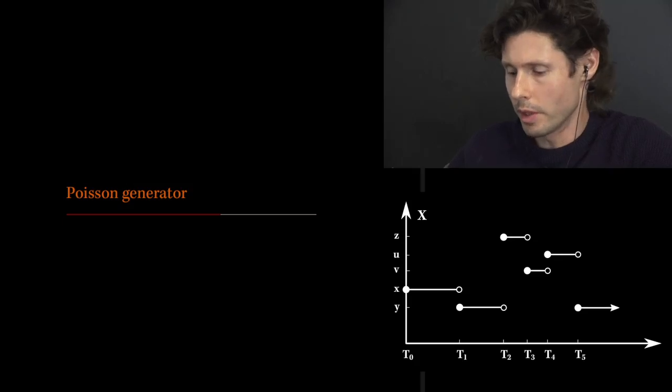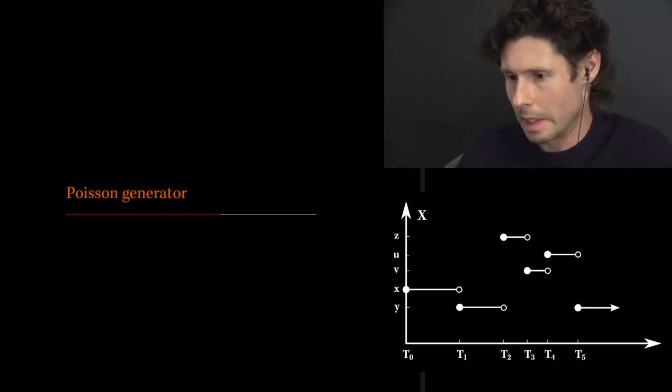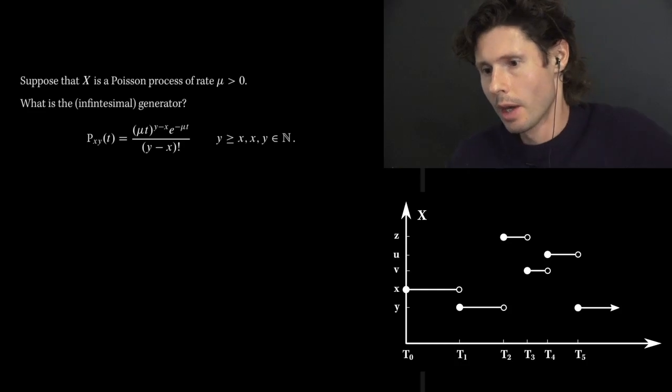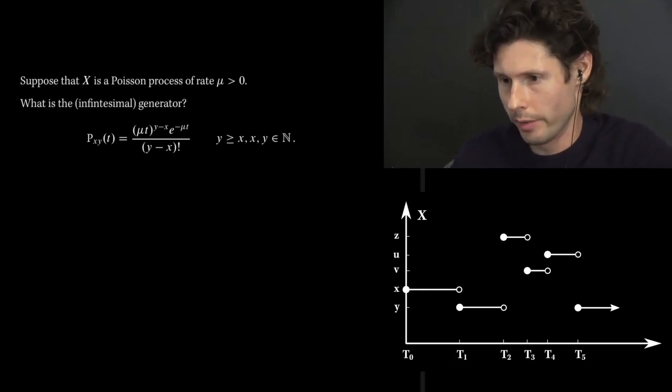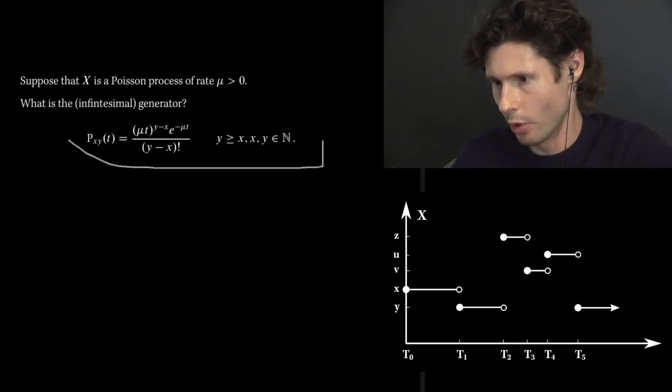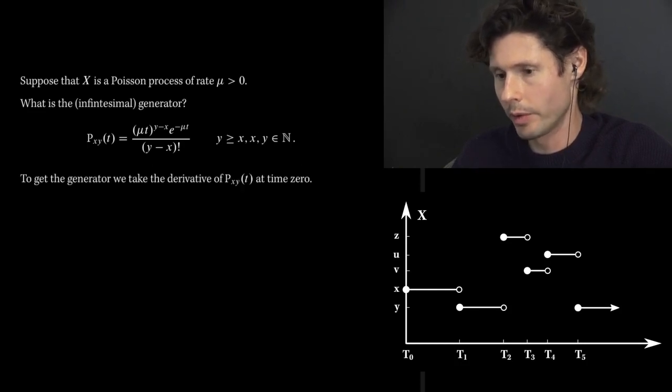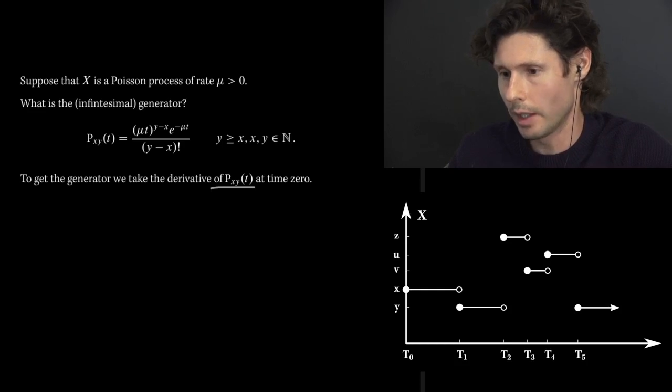Let's run through an example, and we'll have more next lecture, but this is the generator of the Poisson process. So let X be a Poisson process of rate mu. The question is, what is its generator? The transition probability for the Poisson process is Poisson, and we know it takes the following form. So now what we have to do to get the generator is take a derivative and set time to be 0 in that derivative.